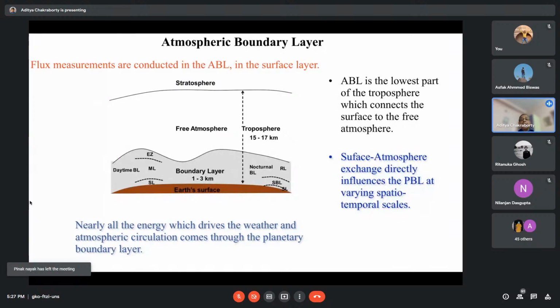And another important point is that what is happening in the boundary layer and what is happening in the free troposphere, generally they don't know each other. Very loosely speaking, the free troposphere may not be knowing what is happening in the boundary layer. So they are sort of isolated systems.